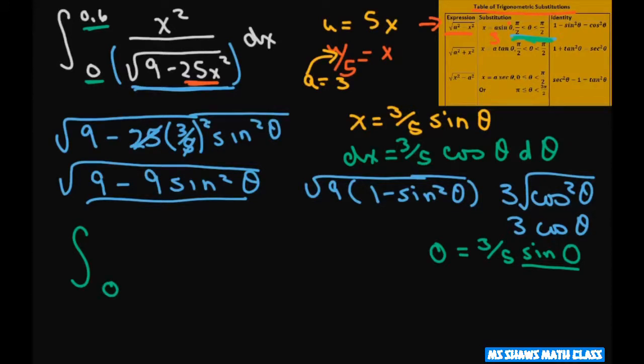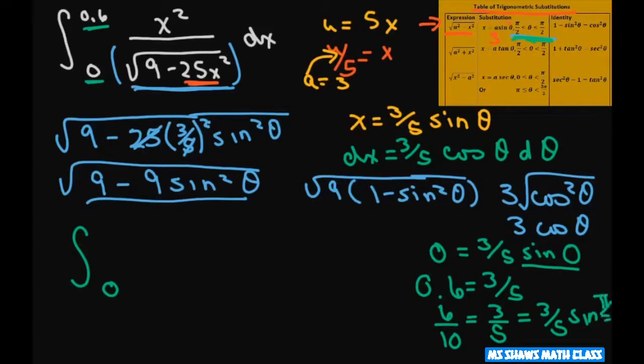All right, when x is 0.6, remember this is 6/10, which reduces to 3/5. So we have 3/5 equals 3/5 sine theta, and this has to be pi divided by 2, because we want the sine to be 1. We want 3/5 to equal 3/5. So this upper bound is going to change to pi divided by 2.